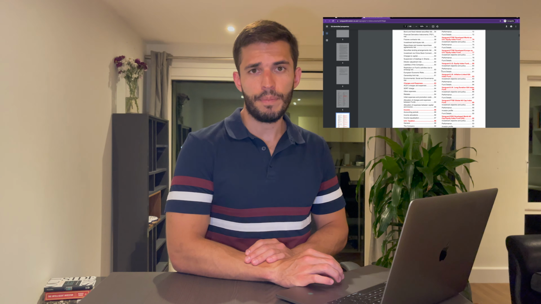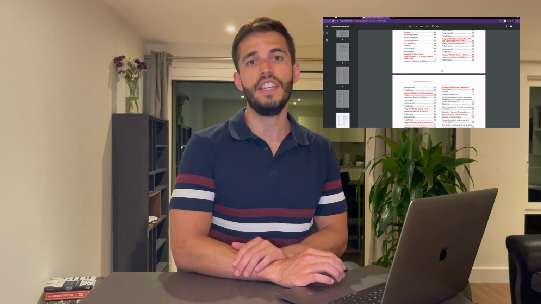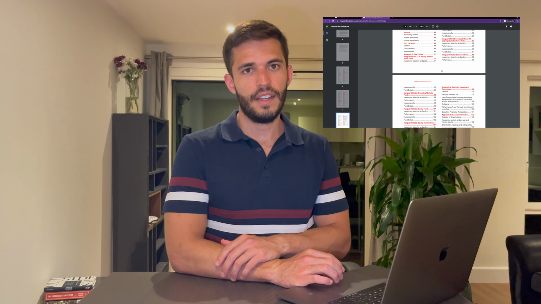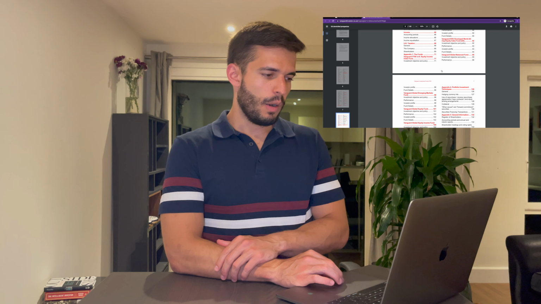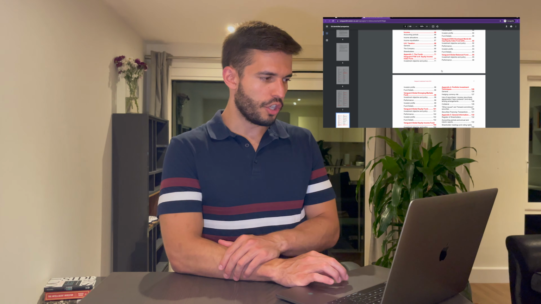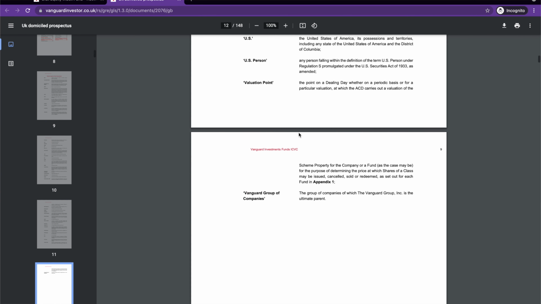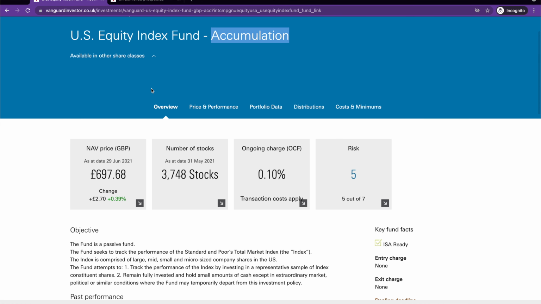This document is pretty important, and it is recommended that before you invest in any fund or any investment product, you should read the prospectus and do the due diligence. However, a lot of the information that you need to know about the fund is already nicely summarized on this page. So let's take a look at a few of the details here.